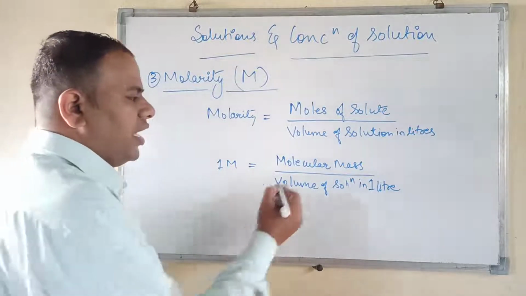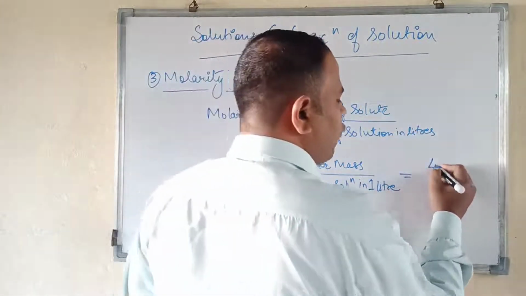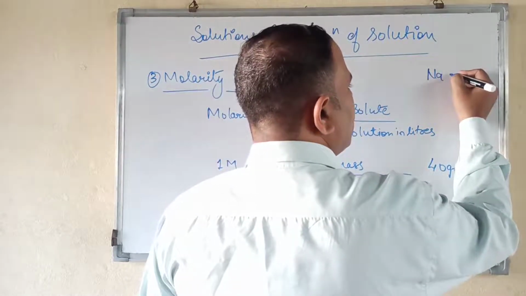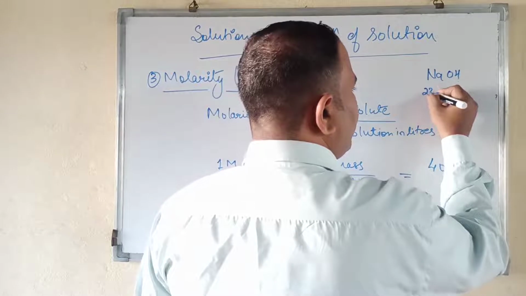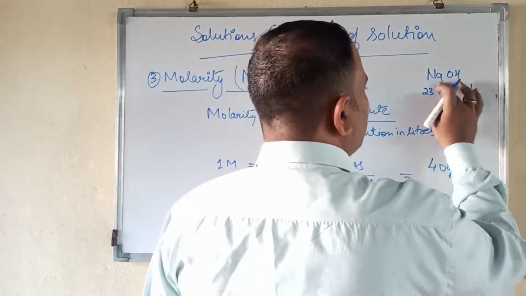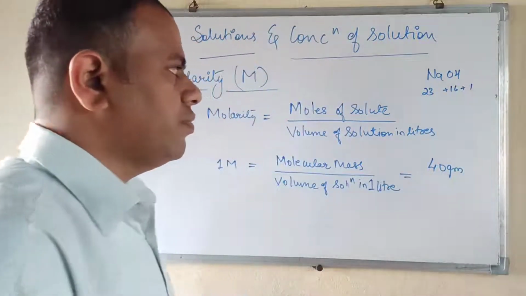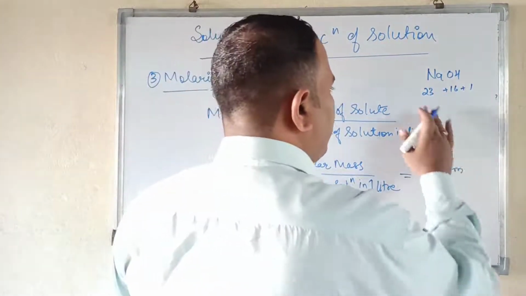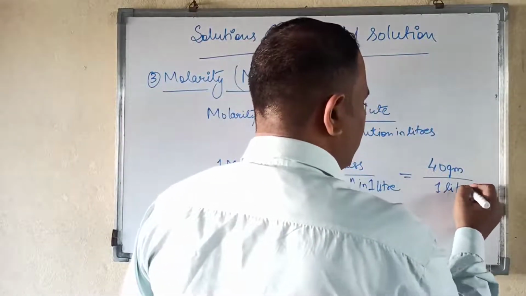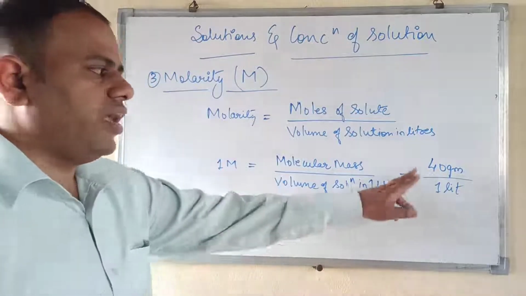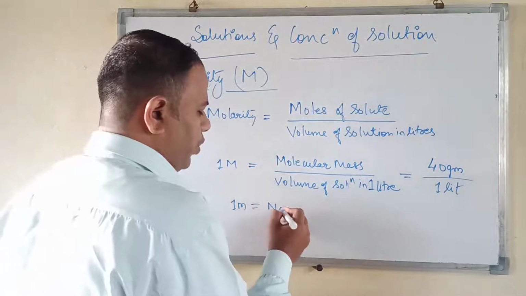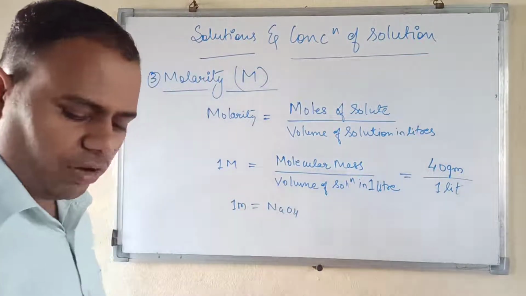For example, let's see the molar mass of NaOH, that is 40 grams. You know NaOH: sodium is 23, then oxygen 16 plus 1. So roughly it comes out to be 40. Whenever you mix these 40 grams in 1 liter of solution, you are going to get a 1 molar solution of NaOH. So remember, this is the way of calculating the molarity.